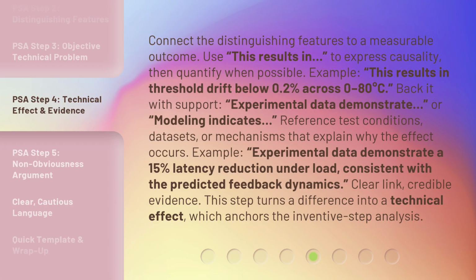Connect the distinguishing features to a measurable outcome. Use "this results in" to express causality, then quantify when possible. Example: this results in threshold drift below 0.2% across 0 to 80 degrees Celsius. Back it with support. Experimental data demonstrate, or modeling indicates.